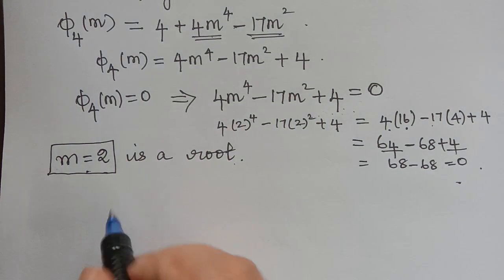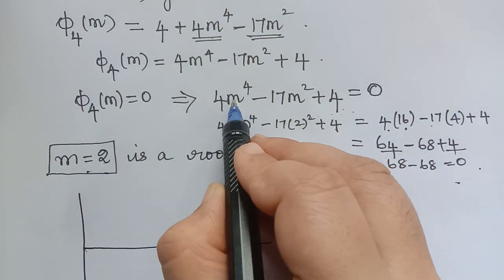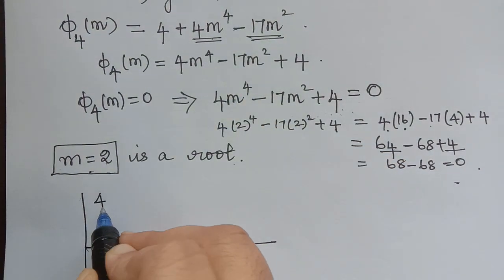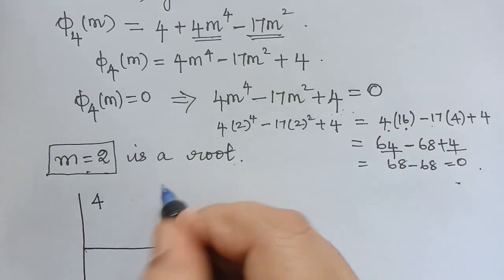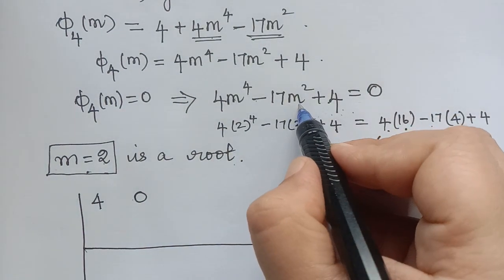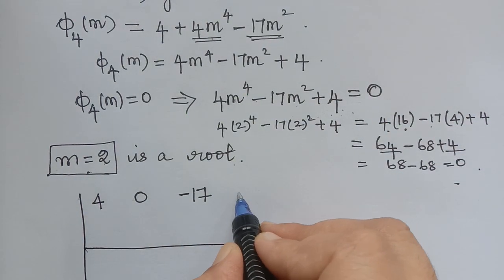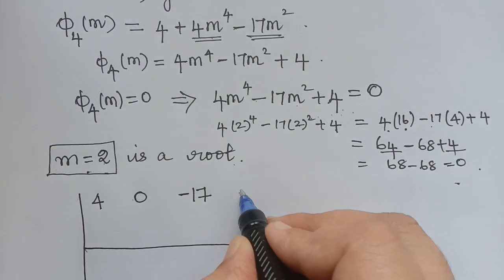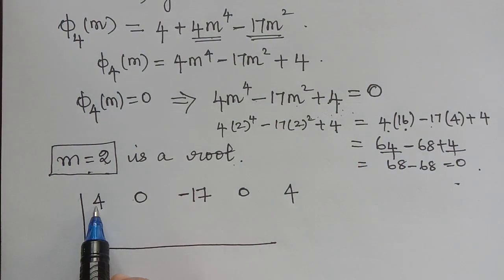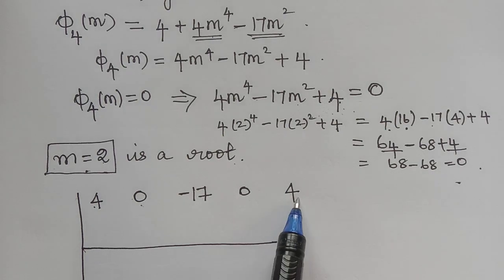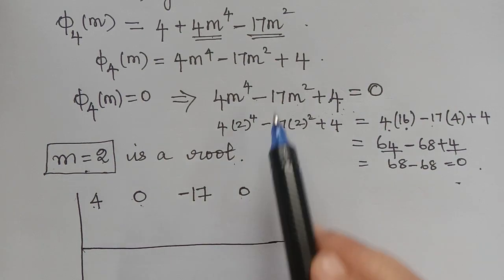So how should we write? We should divide this polynomial by 2. First we have to write the coefficient of m power 4, which is 4. Next we should write the coefficient of m cube, but m cube is not available in this equation, so we should put 0. Next we should write the coefficient of m square, which is minus 17. Next the coefficient of m, but m is not available, so we should put 0. And at last we should write the constant term, 4. Remember, m power 4, m cube, m square, m, and the constant term we have to write in order. If the terms are not available, then we should put 0 in that place.